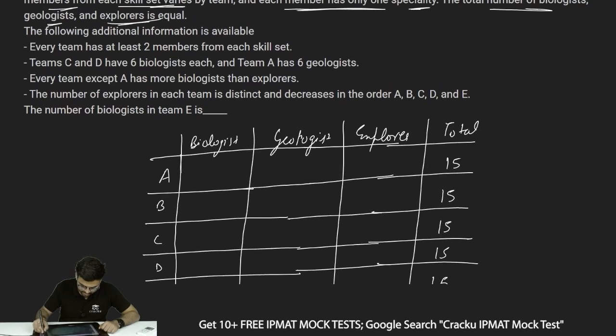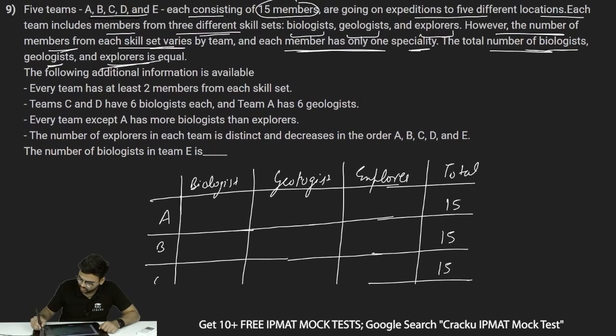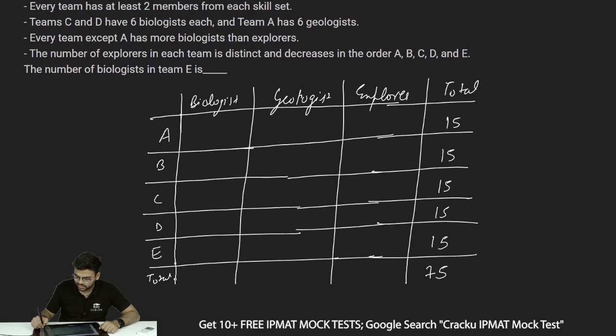Now it is also given in the last line that the number of biologists, geologists and explorers are equal. So 75 divided by 3 equally will be 25, 25, 25. So number of biologists is 25, geologists is 25 and explorers is 25.